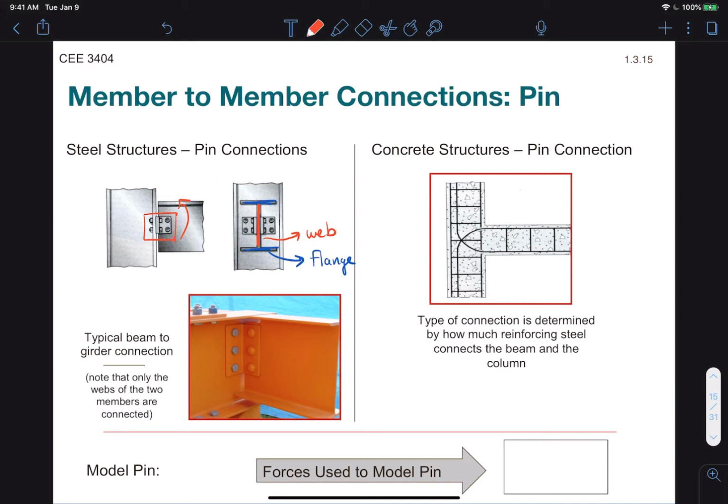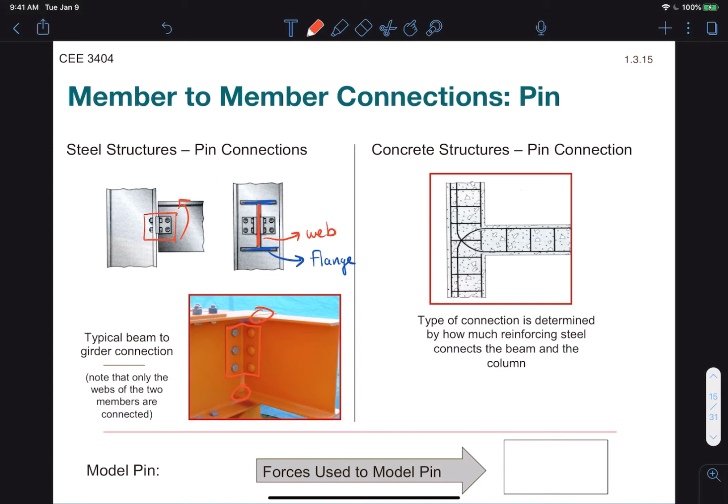You can see in this case that there is a clear gap here and here, and so the only support is really coming from this connection here, which is at the web. So there is some degree of rotation allowed. Okay. In concrete structures, again, it comes down to rebar.